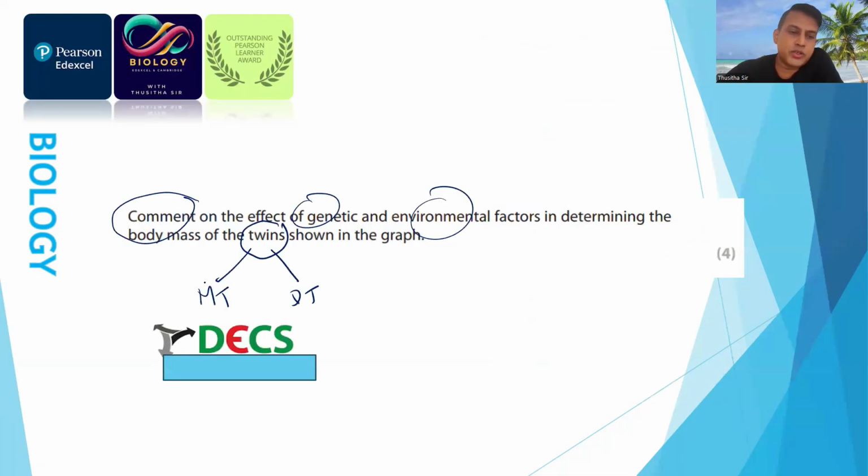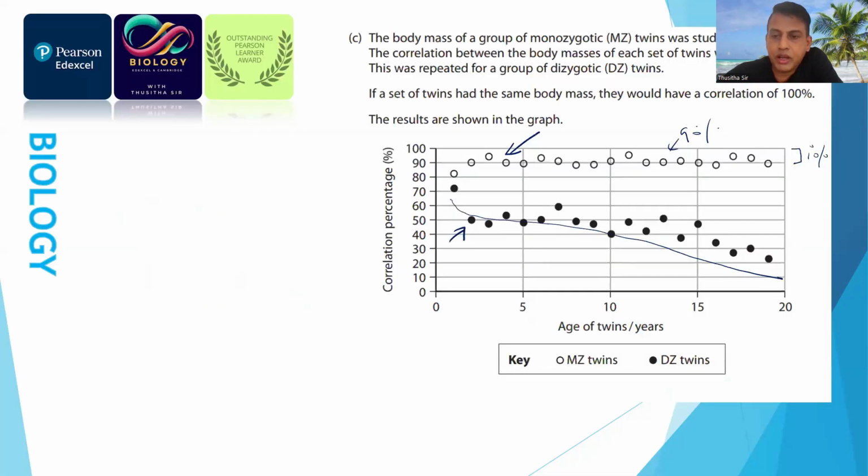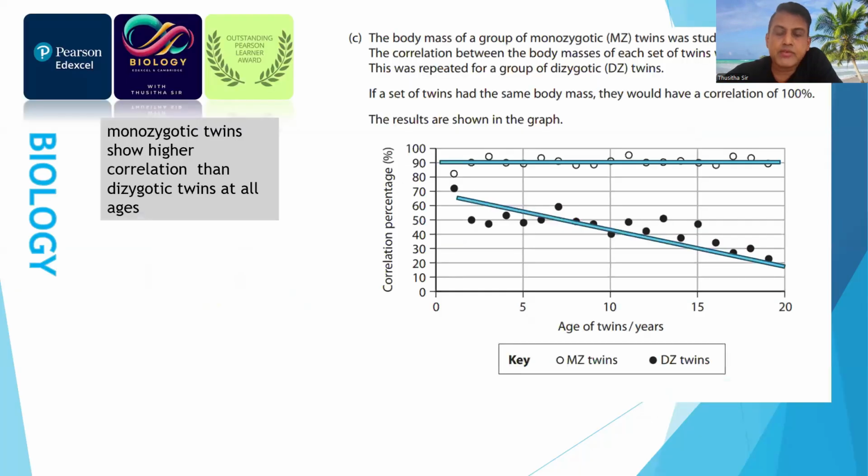And as usual, for a comment question, we use a DEX format. What is a DEX format? Describe the overall result, and when possible, if the mechanisms are there, explain the result. And third one, compare and contrast, and statistical analysis. So we use these things, but for this question there is no statistical test done showing standard deviation or things like that, and we can generally say monozygotic twins show higher correlation than dizygotic twins at all ages.